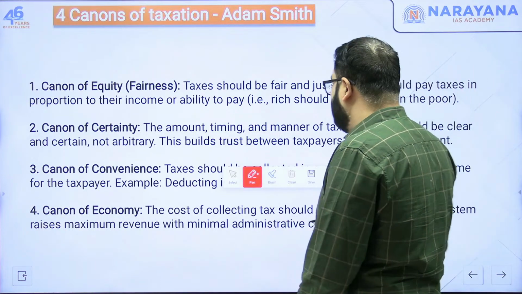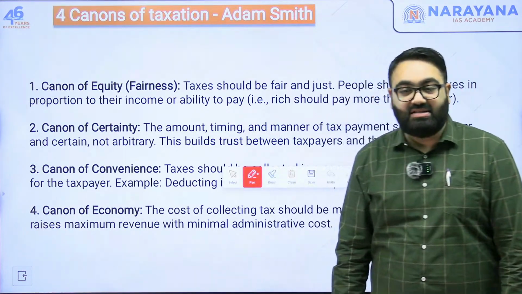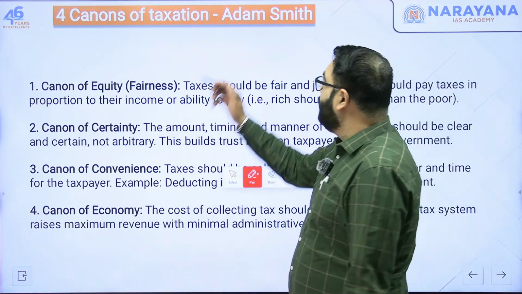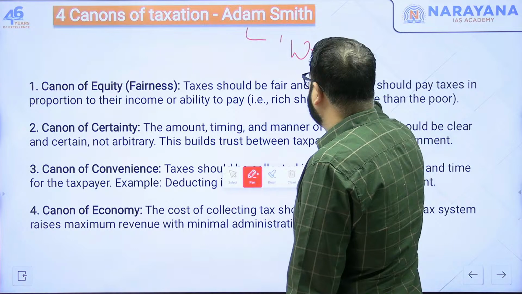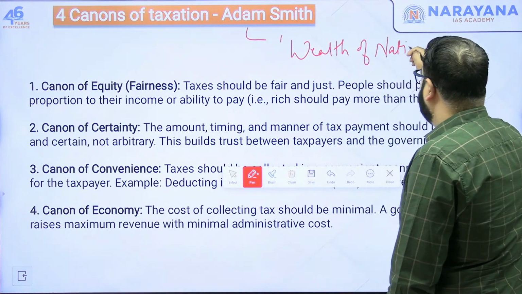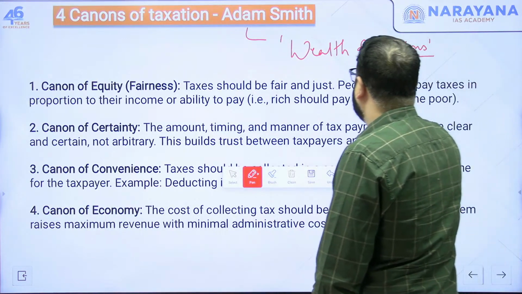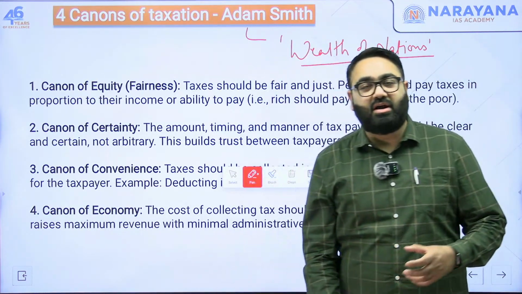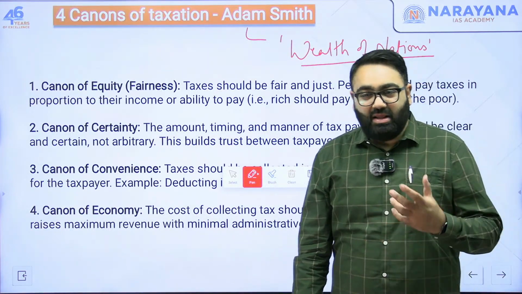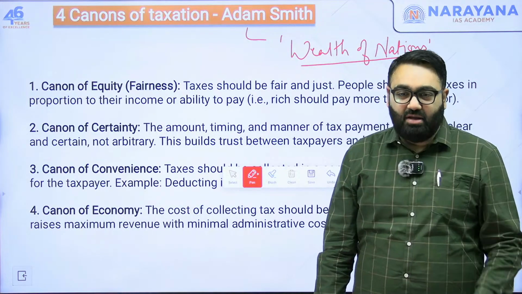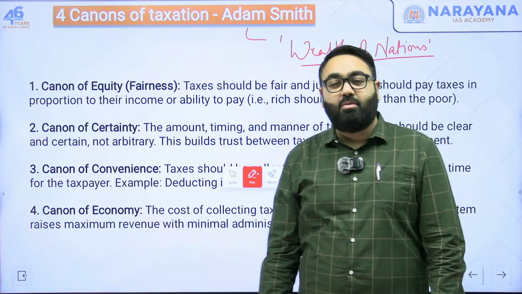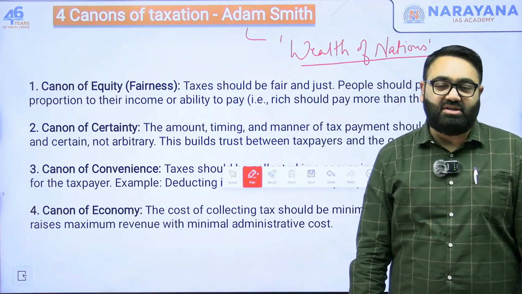Who is Adam Smith? Why is he famous? I really hope that you have read this in economics. Adam Smith, very, very famous author in the 18th century. He wrote this book called Wealth of Nations, that became the ground for the countries imposing or adopting capitalism. Now, in the book Wealth of Nations, Adam Smith talks about 4 canons of taxation. Means he talks about the 4 principles, the 4 rules of taxation that everyone should adopt.